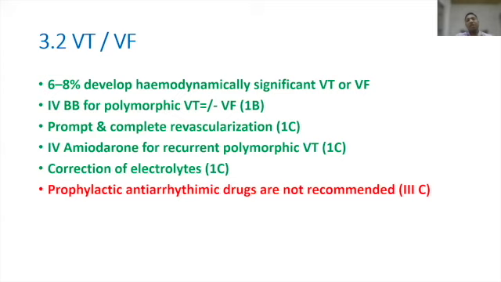So 6 to 8% of the persons develop significant VT or VF, which may compromise the hemodynamics also during the management. So IV beta blockers are good for polymorphic VTs with VF or not. And prompt complete revascularization, once again, the revascularization will stop this rhythm problem. And if there's a recurrent polymorphic VT, you may consider starting IV amiodarone. And don't forget correction of electrolytes. Always do an ABG if there's an arrhythmia or cardiac arrest.